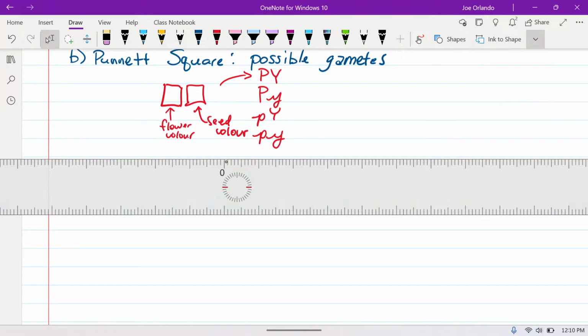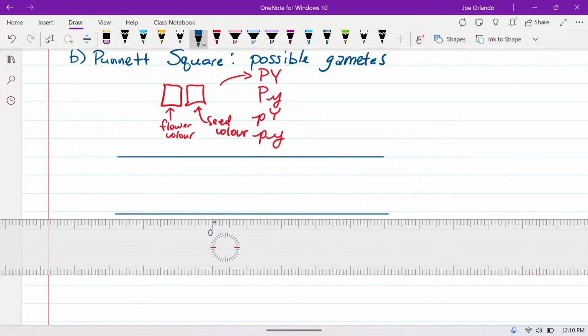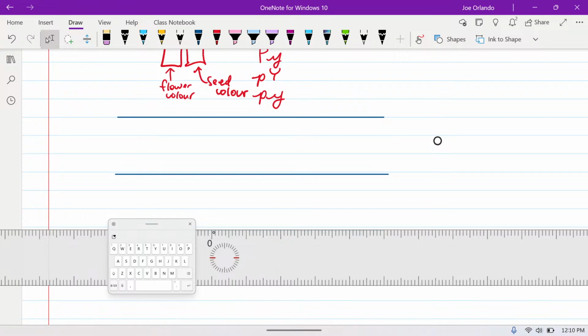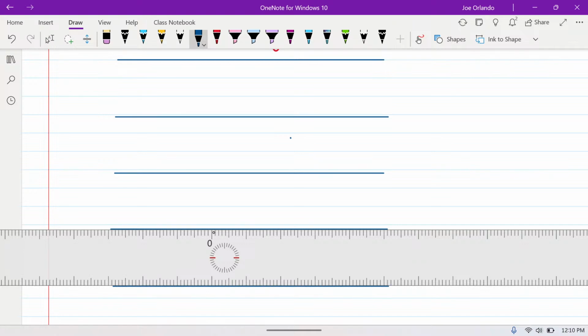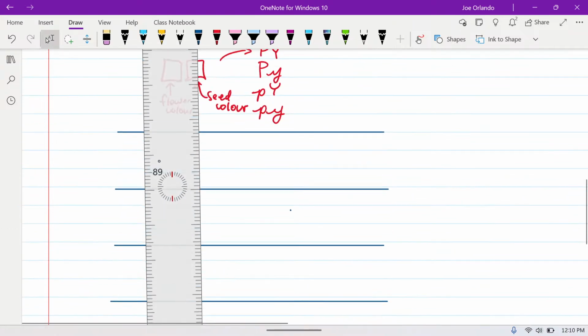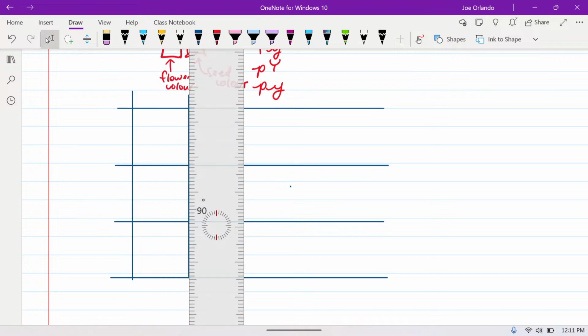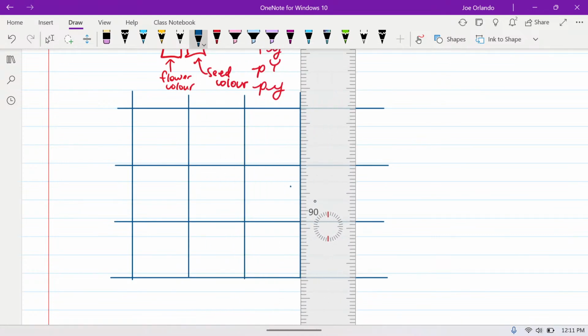So when we do the Punnett square, can we put just 2 things on the top anymore? We need 4, right? And likewise on the side, we need 1, 2, 3, 4, and going up and down, we need 1, 2, 3, and 4. Okay.